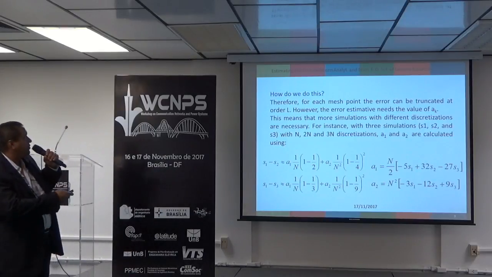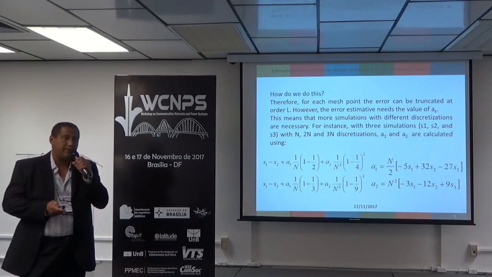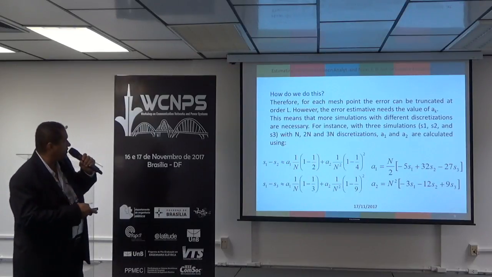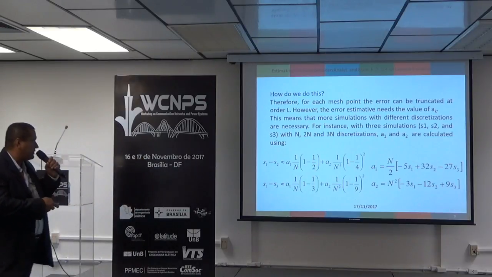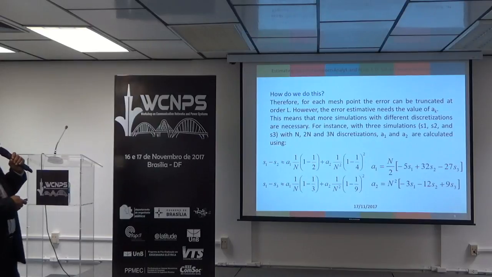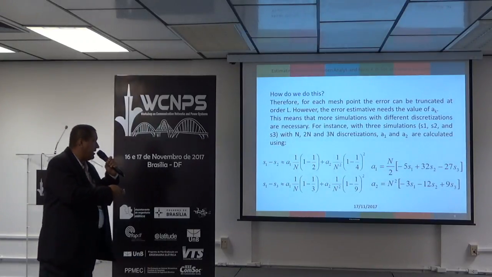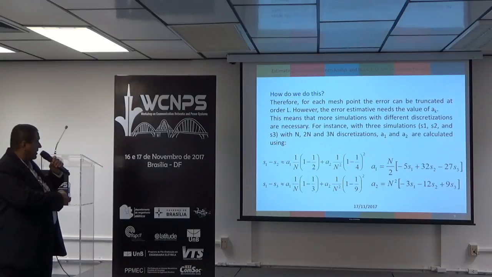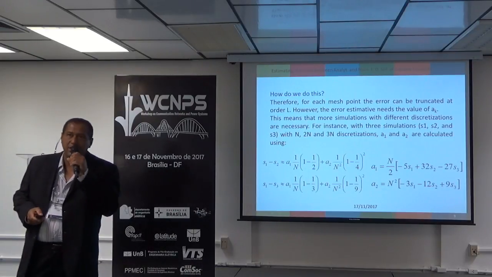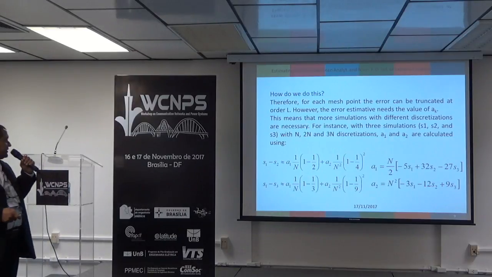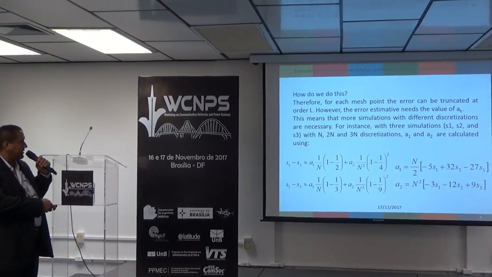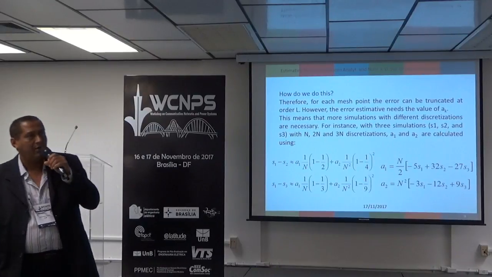Therefore, for each mesh point, the error can be truncated at order L. However, the error estimative needs the value of AK, the coefficient. This means that more simulations with different discretizations are necessary. For instance, with three simulations, S1, S2, and S3, with N, 2N and 3N discretizations, A1 and A2 are calculated using these expressions. S1, S2, and S3 are the simulations. A1 and A2 are the coefficients. After the treatment, you get the values. N is the number of parts where the domain is divided.